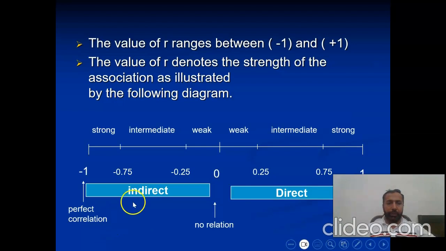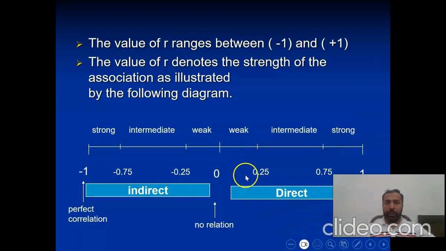The value of the correlation coefficient, denoted by r, lies between -1 and +1. -1 and +1 both are perfect correlation. -1 is perfect negative correlation, while +1 is perfect positive correlation. Between these two extremes is 0, which shows no correlation. Between 0 and -1, there is indirect or inverse correlation between any two variables, and between 0 and +1, it is direct correlation.